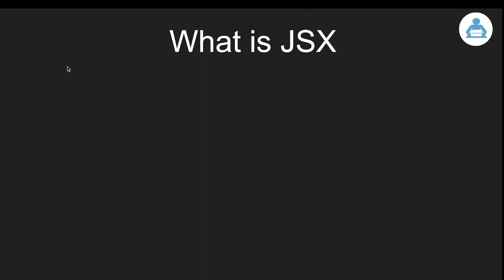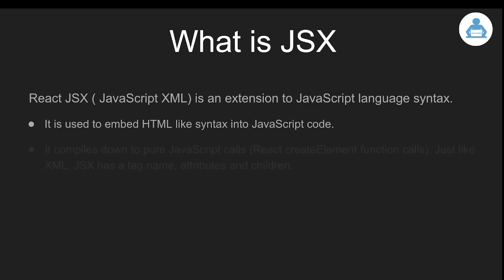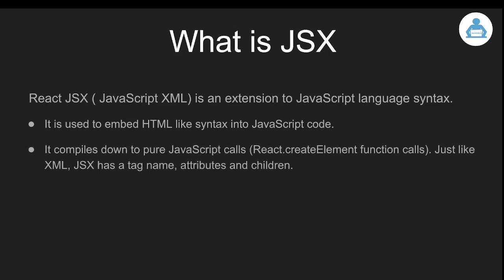Hello friends, in this video I'll tell you all about React JSX. So JSX can be broken down into JavaScript extension. Basically it is an extension to JavaScript and it is used to embed HTML-like syntax into JavaScript code. So we can use JSX in HTML tags like div, h1, paragraph, etc. in JSX. It basically compiles to pure JavaScript code and calls it in a React createElement function call.